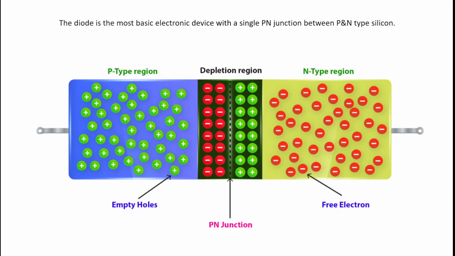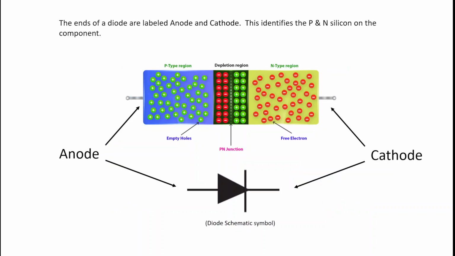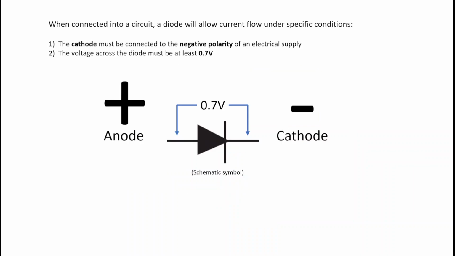The diode is the most basic electronic device with a single P-N junction between the P and the N-type silicon. The ends of a diode are labeled anode and cathode. This identifies the P and the N silicon on the component. When connected into a circuit, a diode will allow current flow under very specific conditions.